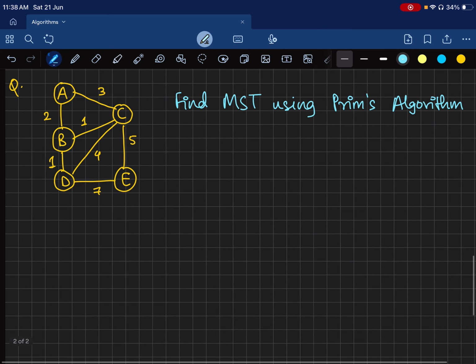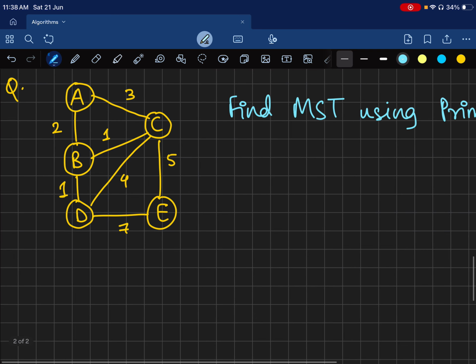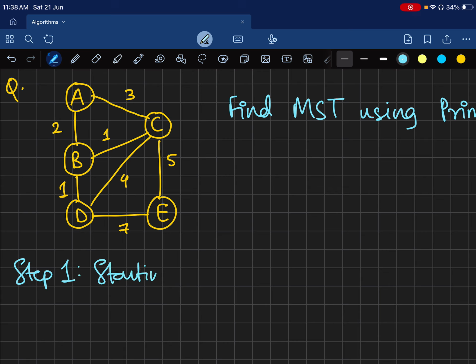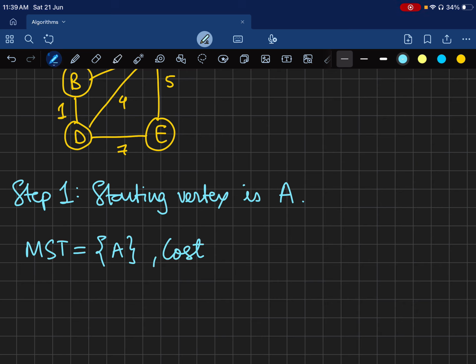Okay, so let's begin solving this question. Step one is to pick a starting vertex. The starting vertex is A. When we pick A as a starting vertex, let's add that vertex into the MST with the cost as 0. So MST is set A and the cost is 0.